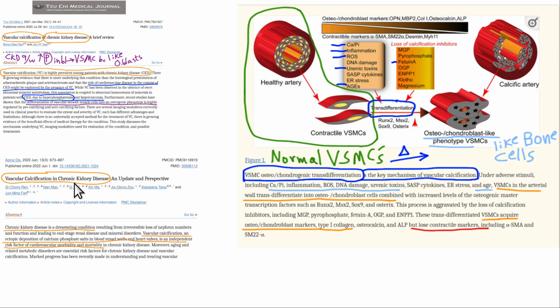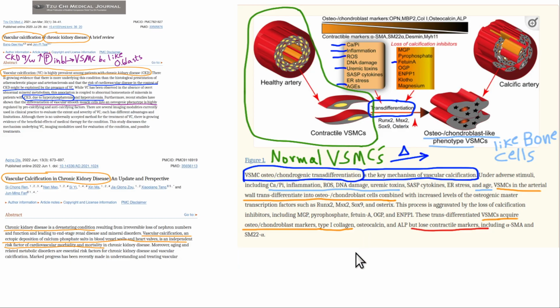Vascular calcification in chronic kidney disease, another paper showing the same thing. So here's a normal artery with vascular smooth muscle cells. You need vascular smooth muscle cells. They're contractile cells. They're a muscle cell. They contract to maintain the proper diameter of the artery. The artery should be a functional structure. It's not just a pipe, a hard, rigid pipe. It expands and contracts in proportion to the need for blood flow to the adjacent tissues.